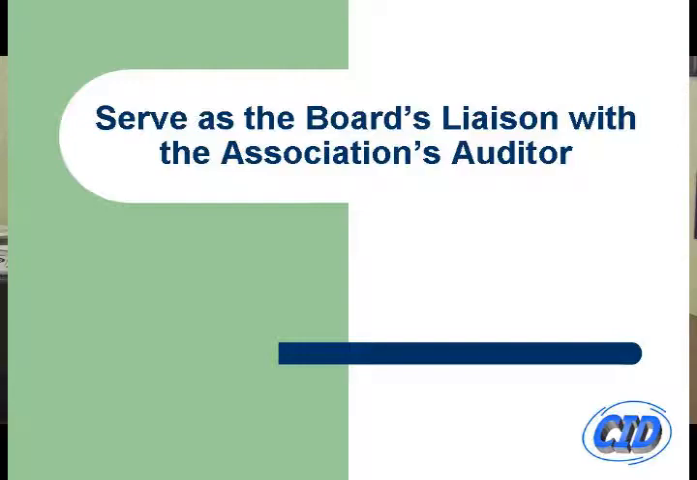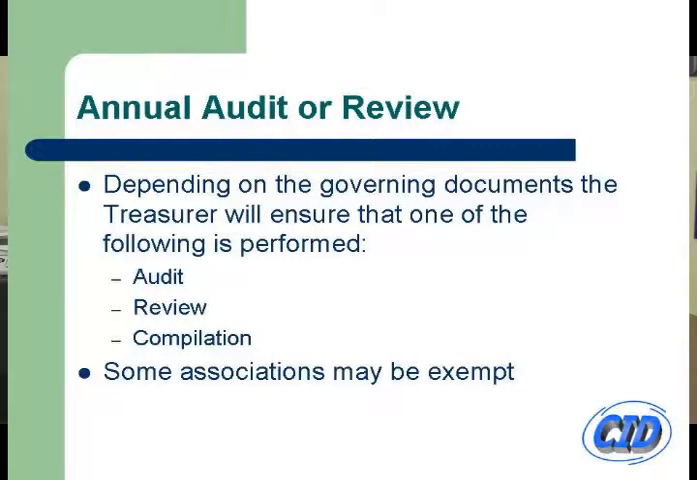Next area of responsibility is to serve as the board's liaison with the association's auditor. The auditor is going to be doing an audit or a review of your association's money. Depending on the governing documents, one of those things will probably have to be done. There are 3 different types of ways that the auditors or CPAs will take a look at that, and one of those is an audit. That's very detailed. The review is less detailed, less expensive too, because less time is required by the CPA, and also a compilation, which is just a general one, almost not really used much at all.